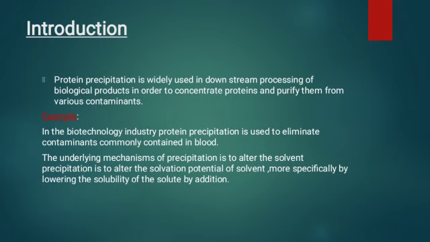Protein precipitation is widely used in downstream processing of biological products in order to concentrate proteins and purify them from various contaminants. Example: in the biotechnology industry, protein precipitation is used to eliminate contaminants commonly contained in blood. The underlying mechanism of precipitation is to alter the solvation potential of the solvent, more specifically by lowering the solubility of the solute by addition.